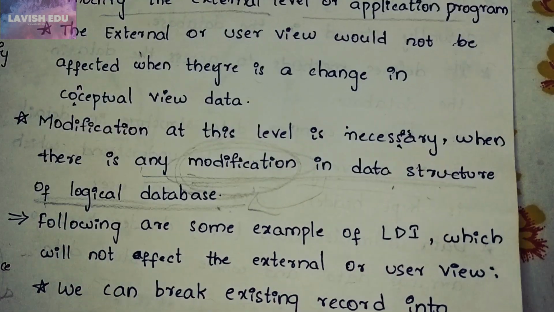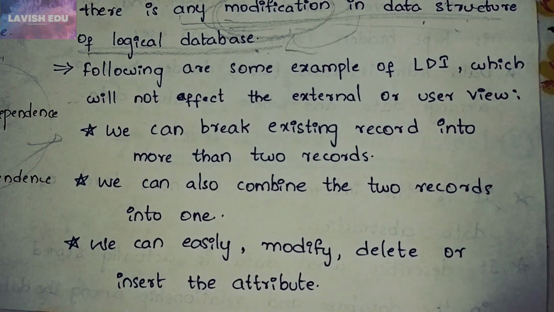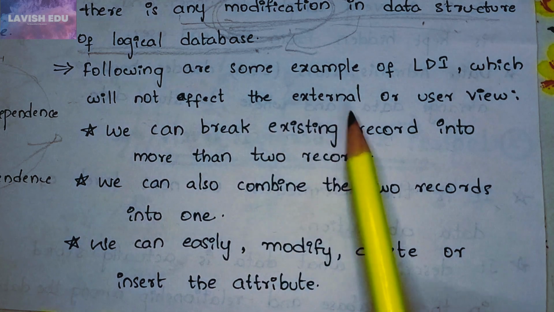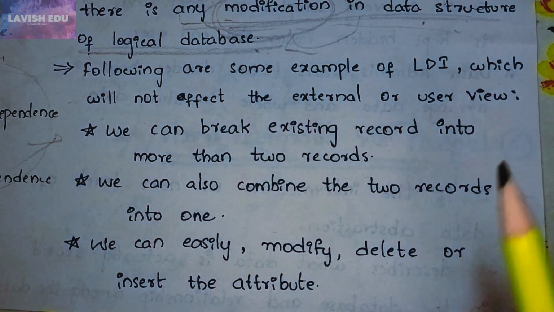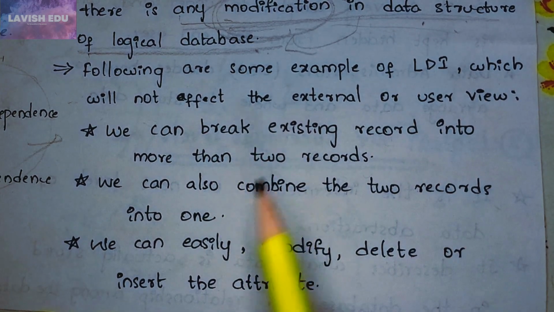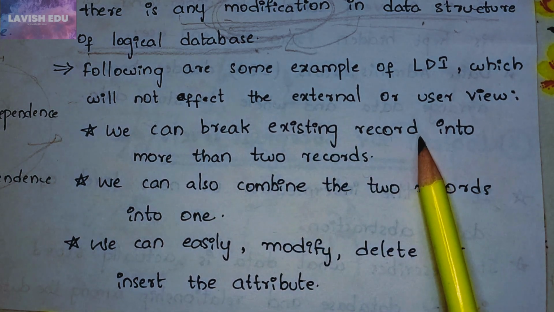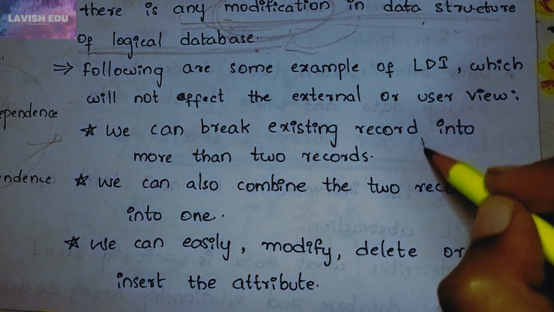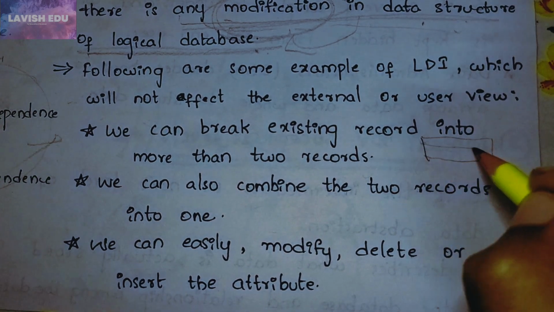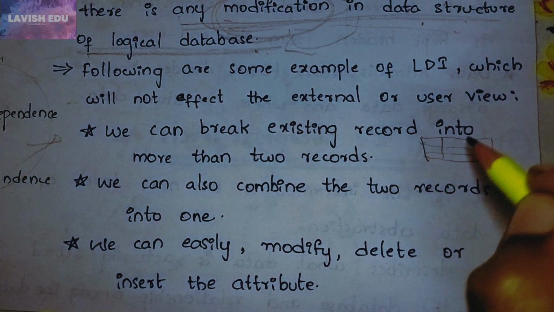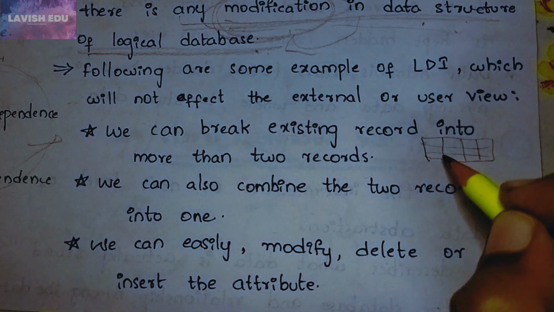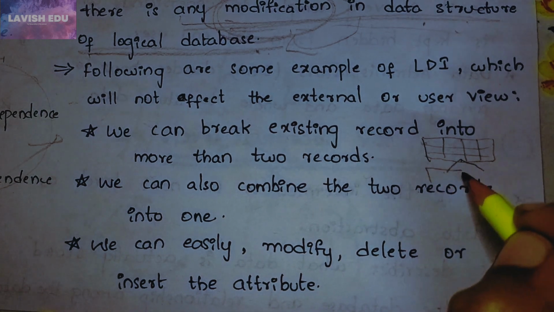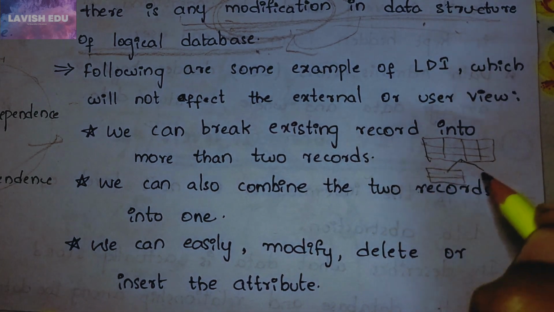Okay. Next, following are some examples of logical data independence which will not affect the external or user view. Let's see what these are. We can break an existing record into more than two records. Suppose we have data of student name, student roll number, student age, student course. Then we can divide this data into two sub tables, that is two sub relations.